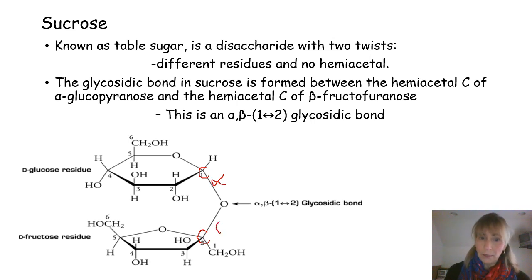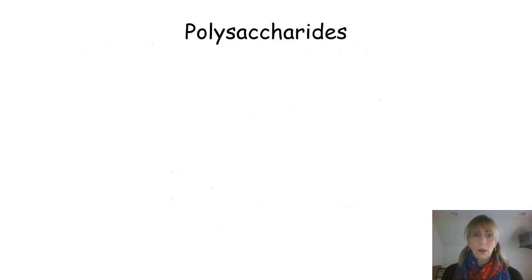Beta coming up. So we call it an alpha beta 1,2 because it's the 1 carbon here, the 2 carbon here, all right? Glycosidic bond. And so that gives us our table sugar, all right? So it's a disaccharide, 2 different residues, and the twist to it, it's an alpha beta glycosidic bond. Okay, we move on. Polysaccharides.